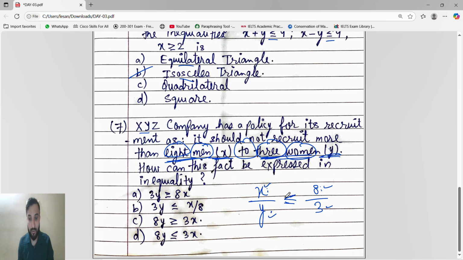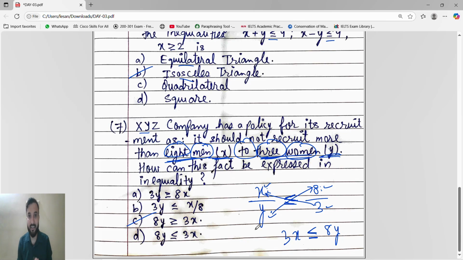Not more than. So how can we write it? It will become cross multiplication. So it will become 3x should be less than or equal to 8y. Means 8y is greater than or equal to 3x. So 8y is greater than or equal to 3x. Option C is the correct answer. Men to woman, x by y, and men is 8, woman is 3, so 8 by 3.